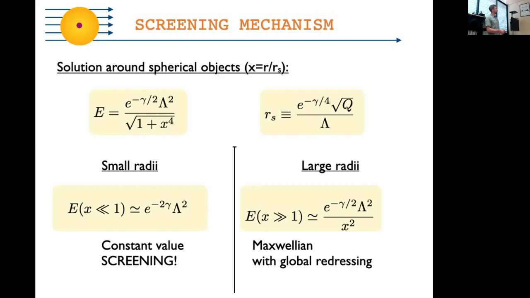Of course, at large radii, you recover the typical Maxwellian behavior that goes as 1 over x squared. So you have basically standard electromagnetism, with the only difference that in this case we have a kind of global redressing given by this gamma parameter. If you set gamma to 0, you get exactly Maxwell, and here we actually get the result from Born-Infeld. So the screening radius splits the space into a region where you screen and suppress the force, and a region where you recover the Maxwellian behavior.